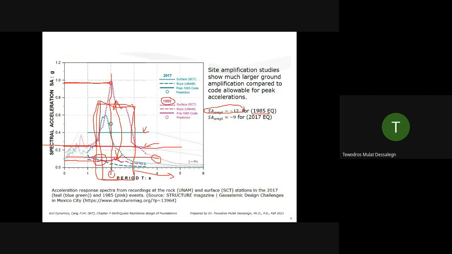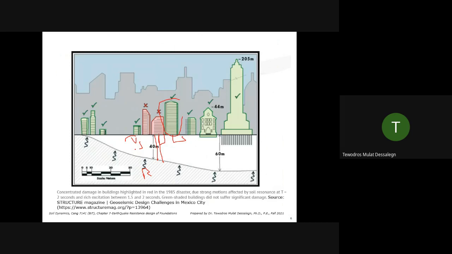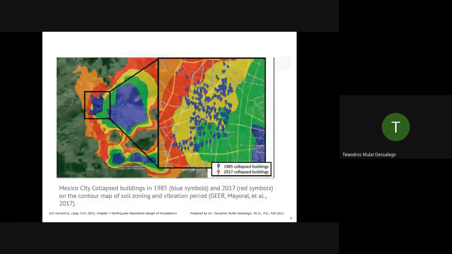And then another earthquake happened in 2017. That blue one is the rock motion. With that earthquake, it still exceeded, but not as big as in 1985. The blue line exceeded, but now it's a narrow range. So anything from 1.5 to 2 second period is still affected. Few buildings, but still, that's why you see a few buildings collapsed, the red ones.